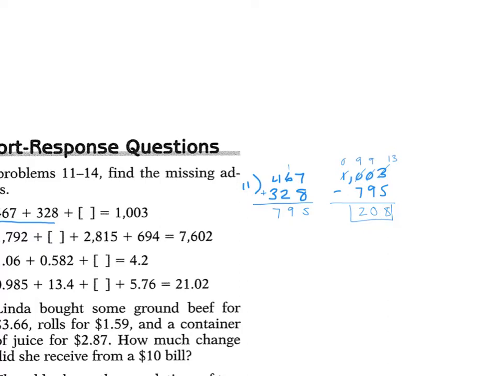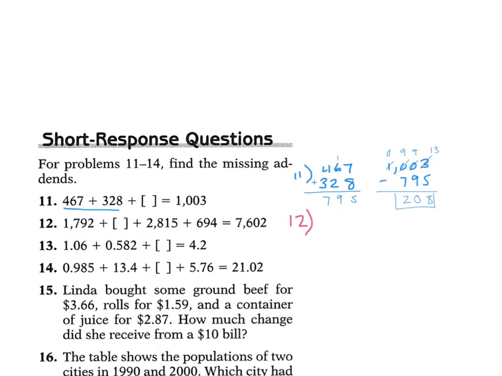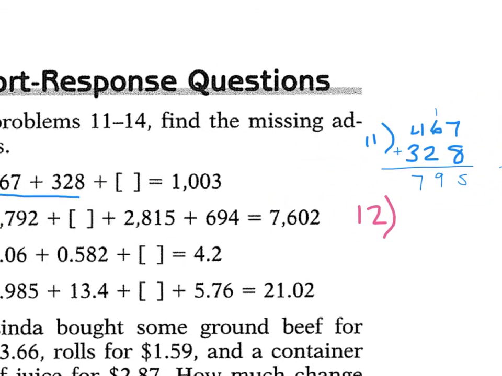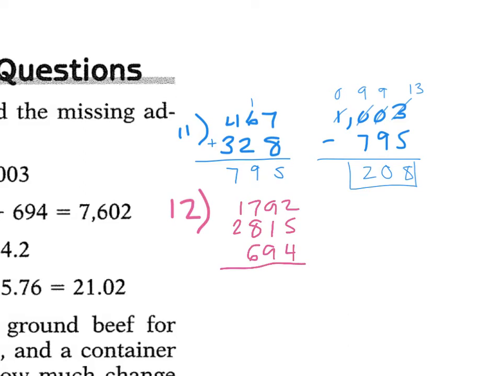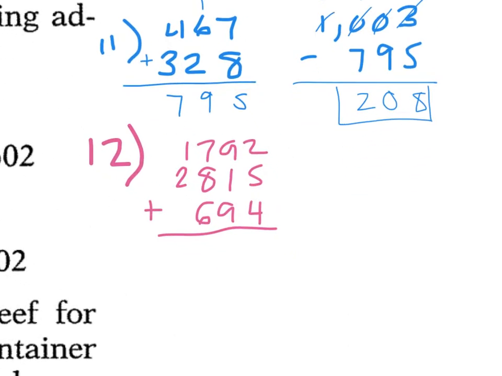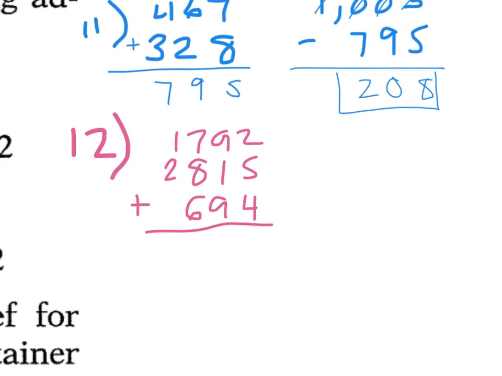Next, for number 12, we need to do the same thing. So we're going to add up our three numbers, which are 1,792 plus 2,815 plus 694. And you need to make sure numbers are in line. So we're going to add up our first column.